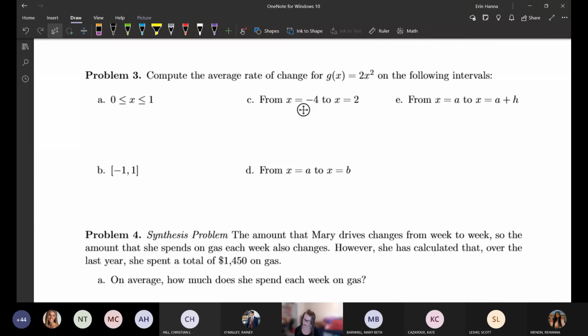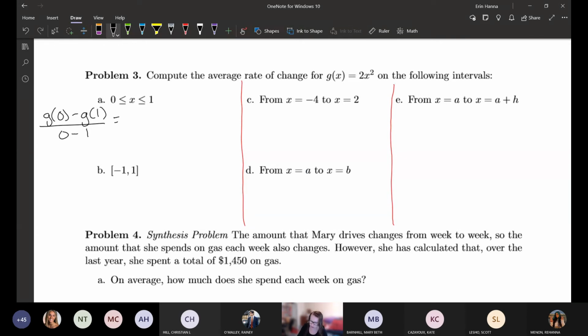Compute the average rate of change for 2x squared on the following intervals. Notice, first of all, that these intervals are listed in a bunch of different ways; you've got different ways to write it. So in the first one, we've got between 0 and 1. I'm going to write this out fully, so let me cut this off so that I don't run out of space. So we would have g of 0 minus g of 1 all over 0 minus 1. Again, if you put the 1 first, which I would probably usually do, but I was going with the way it was laid out, you're going to come out to the same answer.